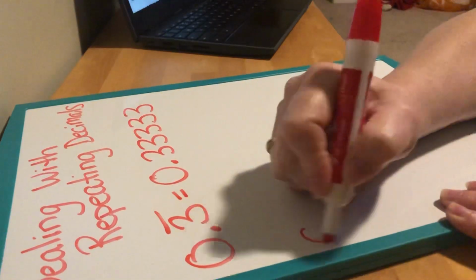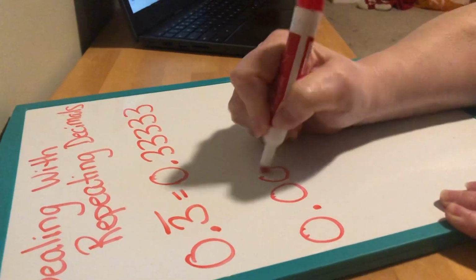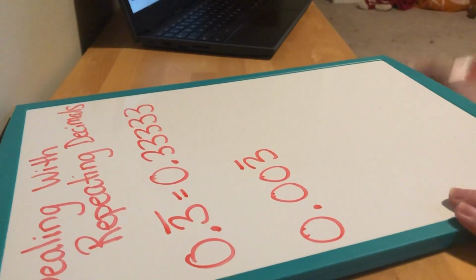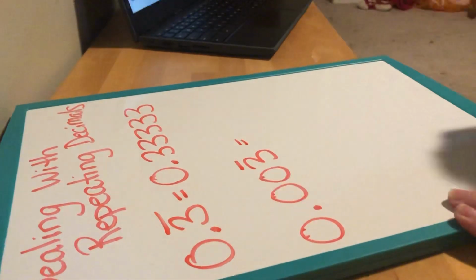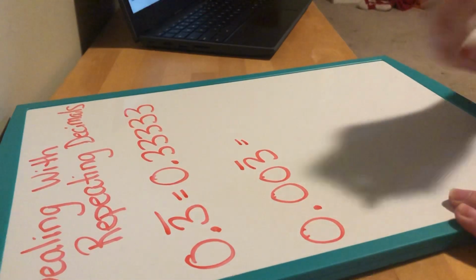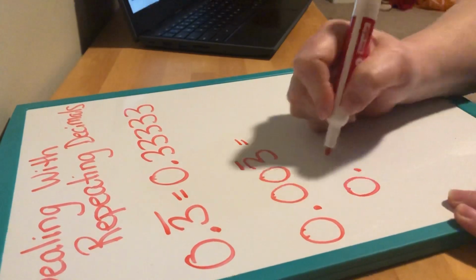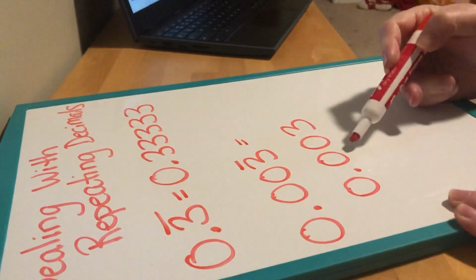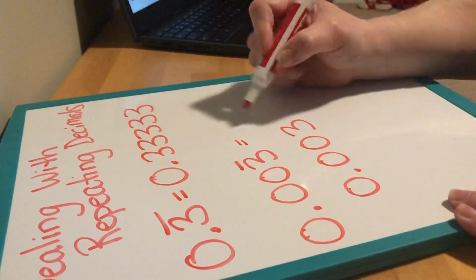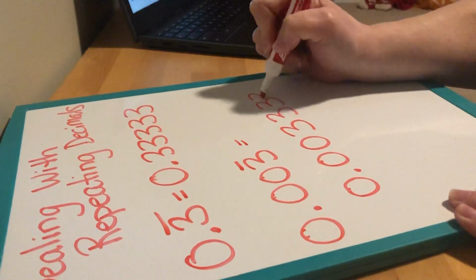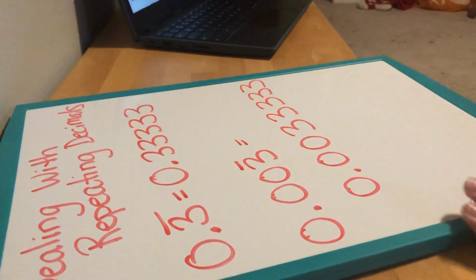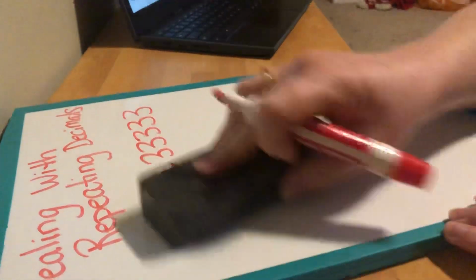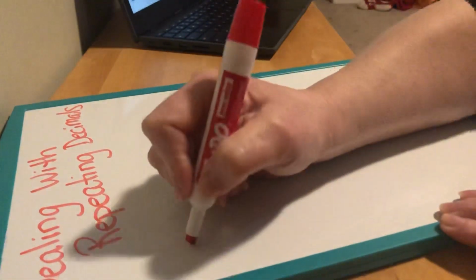The next question says 0.003, and then the bar is over just the 3. So in this case, if I'm going to write the first 8 decimal places, I'm going to write 0.003 because those zeros need to stay there to be represented. It's only the 3 that continues. So looking out for that bar is really important because that bar will tell you where you should be working on your repeating.